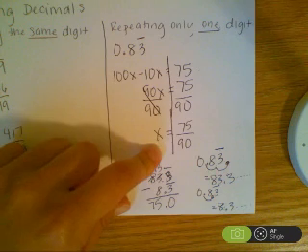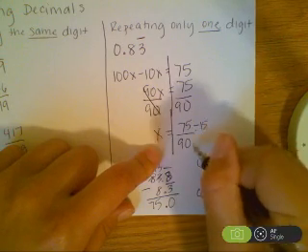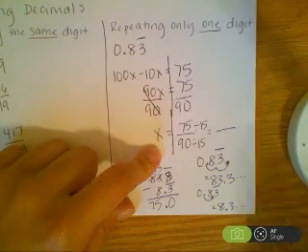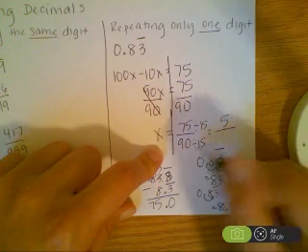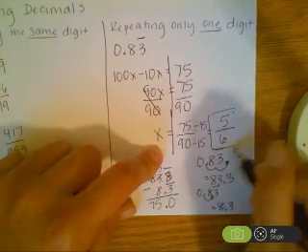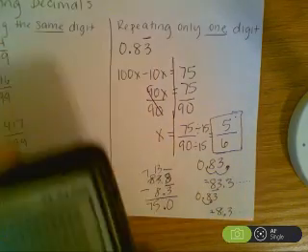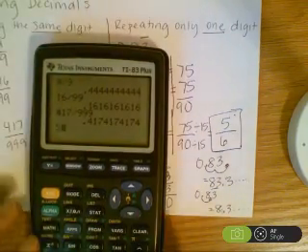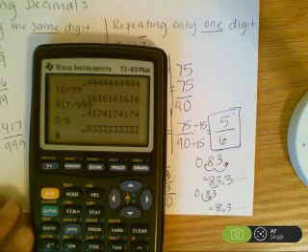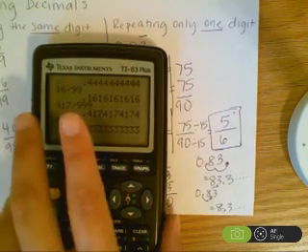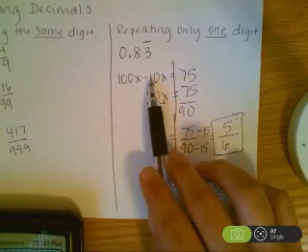Now, that's obviously not in simple form, so you want to find the biggest value that goes into the top and bottom. I know that 15 goes into both 75 and 90. 75 divided by 15 is 5. 90 divided by 15 is 6, so my answer should be 5/6. If I go back and check on my calculator, 5 divided by 6 equals 0.83 repeating, where only the 3 is repeating.